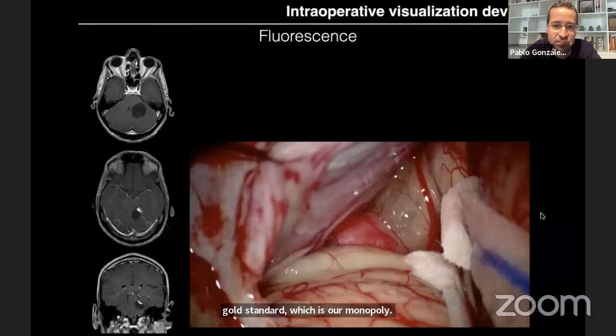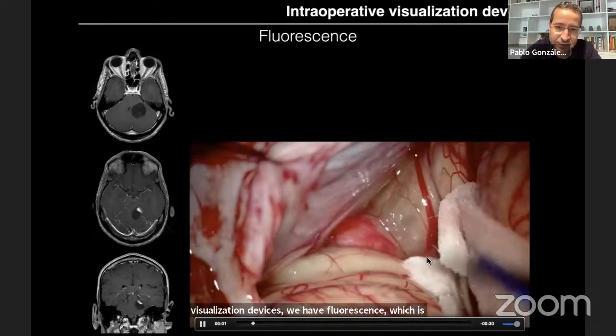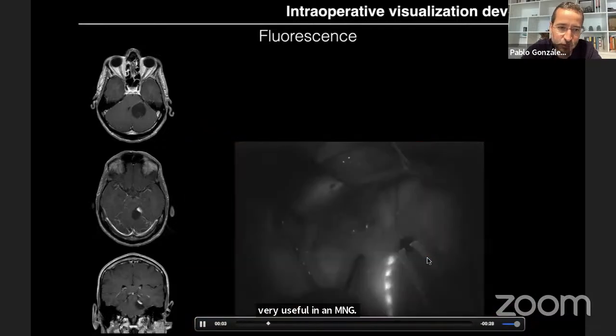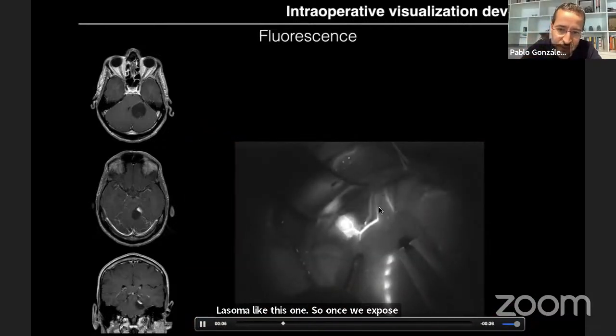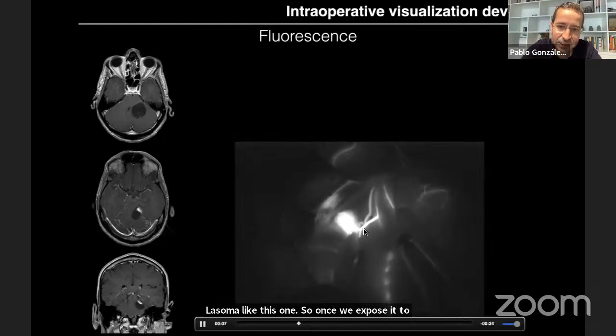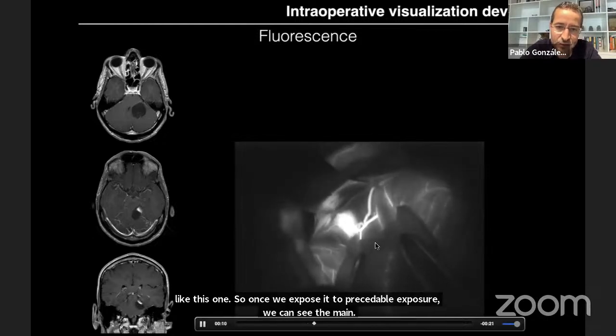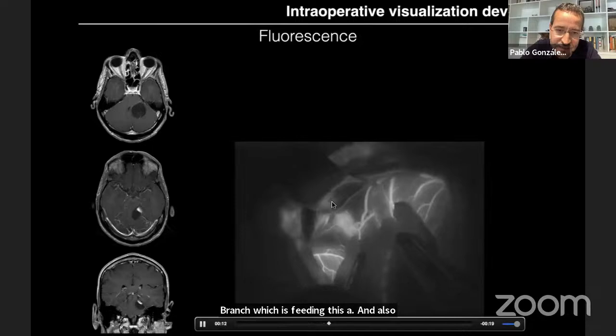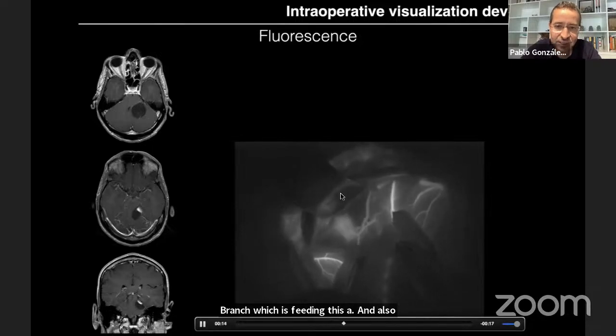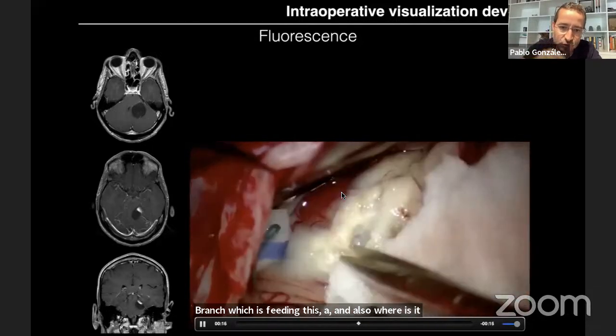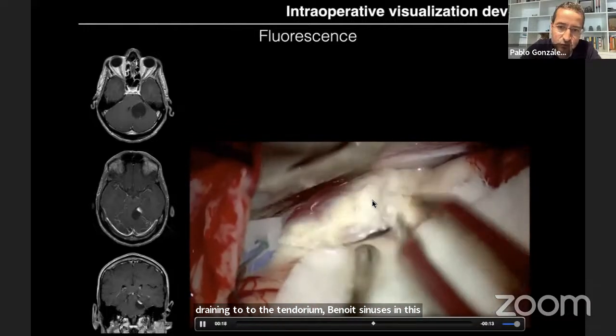Regarding the visualization devices, we have fluorescence, which is very useful in a hemangioblastoma like this one. Once we expose it, in the supracerebellar exposure, we can see the main branch which is feeding this hemangioblastoma, and also where it is draining to, the tentorial venous sinuses in this case. So we do a circumferential resection.